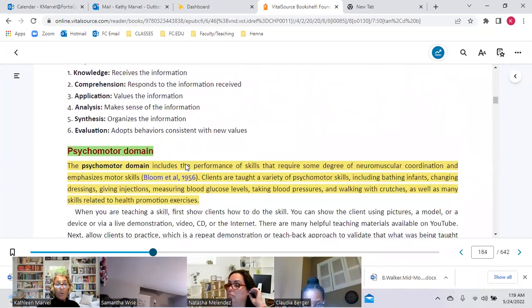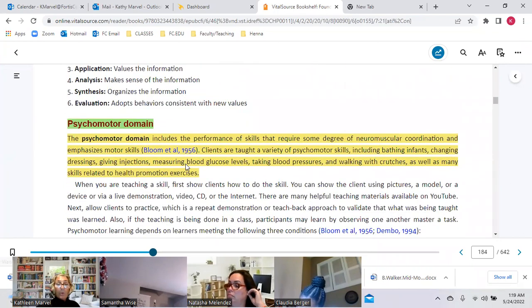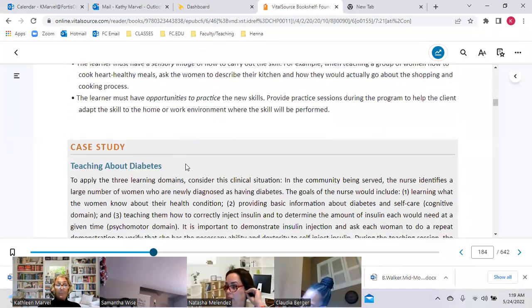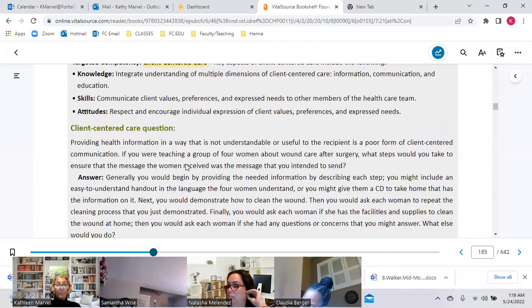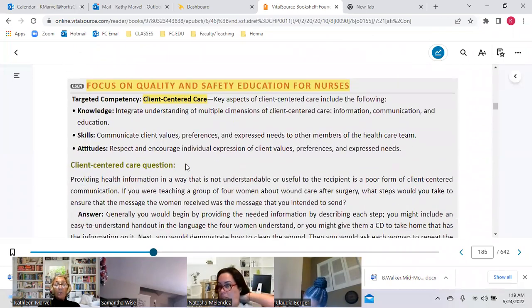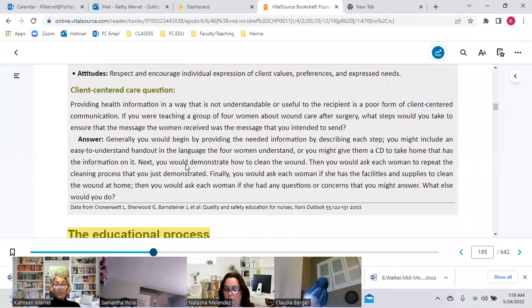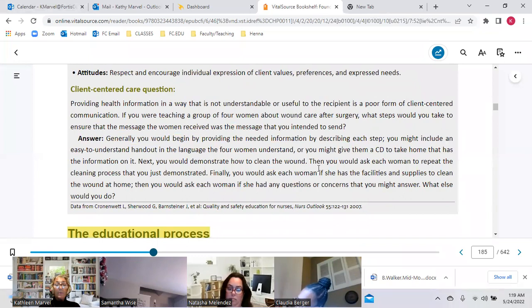Okay, then psychomotor is the hands-on teaching, having clients perform skills, maybe teaching them how to bathe their infants, changing dressings, giving injections. Okay, so those are the three domains of learning. Your QSEN box, your competency in this chapter is client-centered care. This is a good one to have a look at.